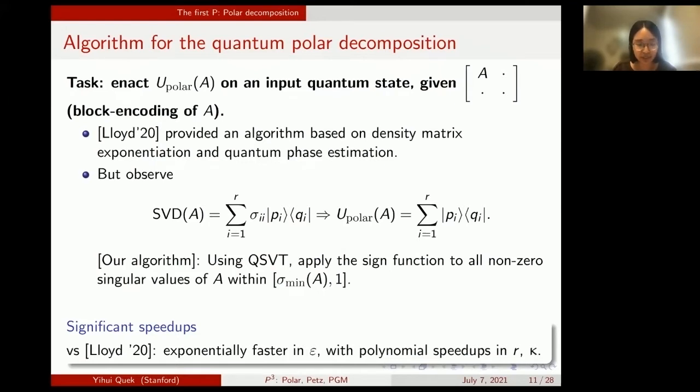And quantum singular value transformation is exactly a way to transform singular values. So we simply apply the sine function to all non-zero singular values of A within some particular range. And this implements the polar decomposition. So this method is not only one line, but it's also exponentially faster in epsilon and polynomially faster in the rank of A and the condition number of A. Okay, so that's the first application of the quantum singular value transformation.